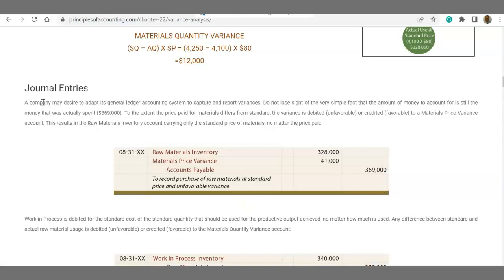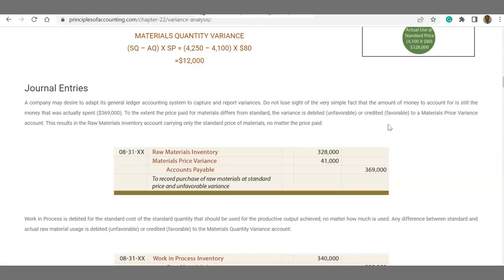So in regards to journal entries, a company may desire to adopt its general ledger accounting system to capture and report variances. Do not lose sight of the very simple fact that the amount of money to account for is still money that was actually spent, which is $369,000.